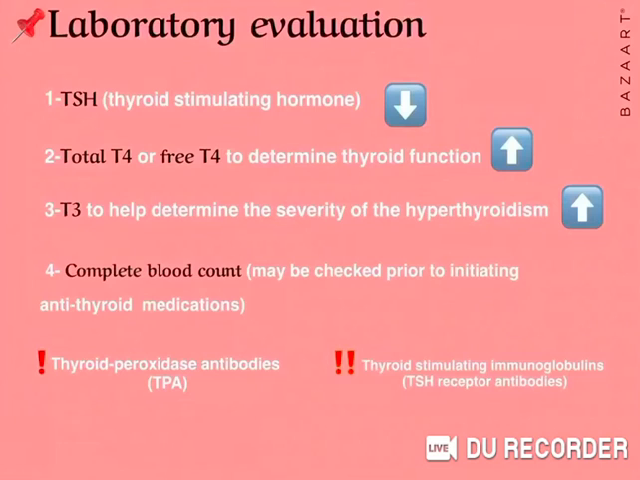Second step, laboratory evaluation. TSH will decrease. Total T4 or free T4, to determine thyroid function, will increase. T3, to help determine the severity of the hyperthyroidism, will also increase. A complete blood count may be checked prior to initiating antithyroid medication.